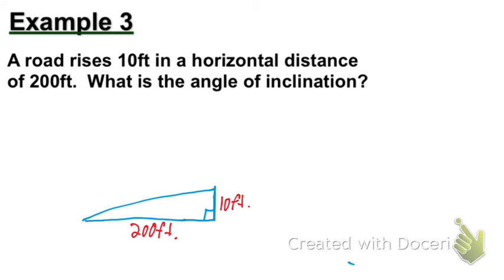So when it says it rises 10 feet, that's straight up and down. Horizontal is always going to be just straight left and right. No angle. Left and right. Liam is too smart. Okay.